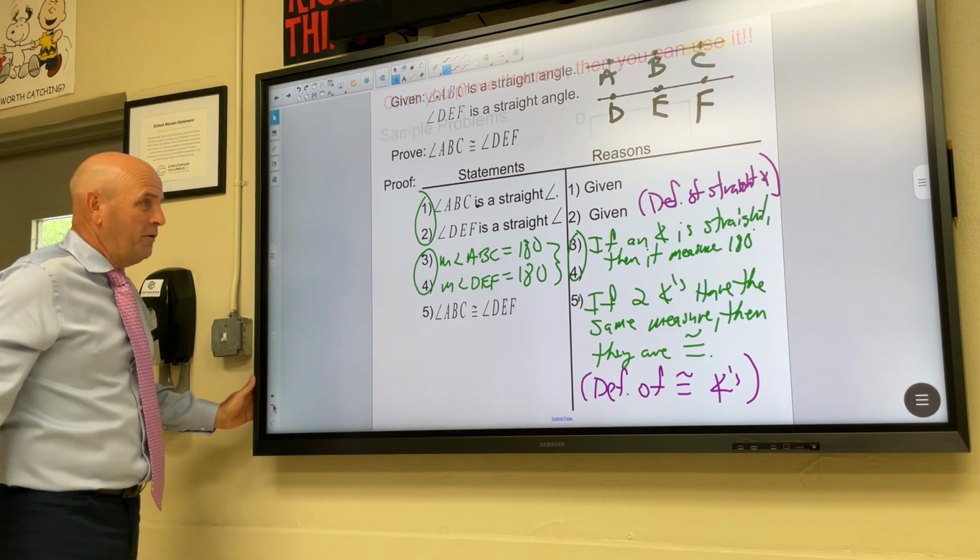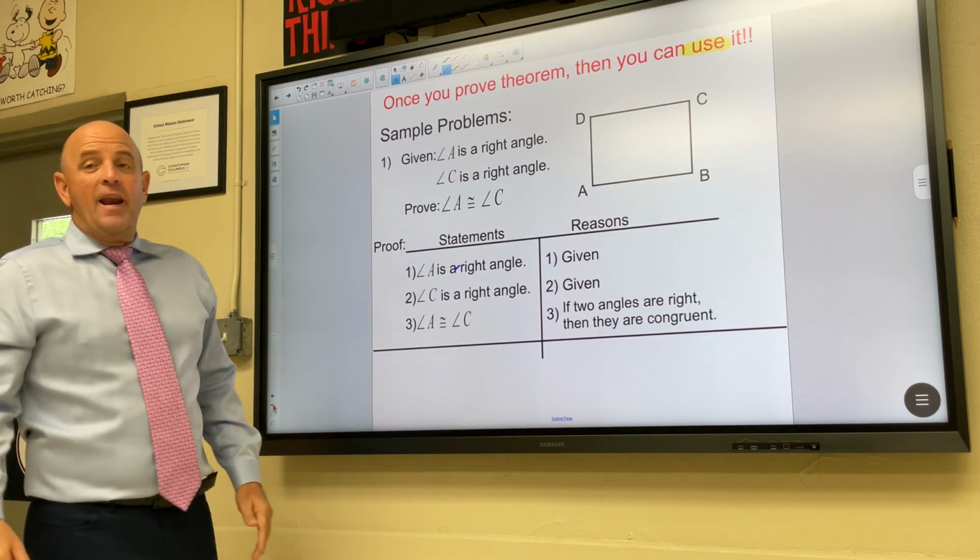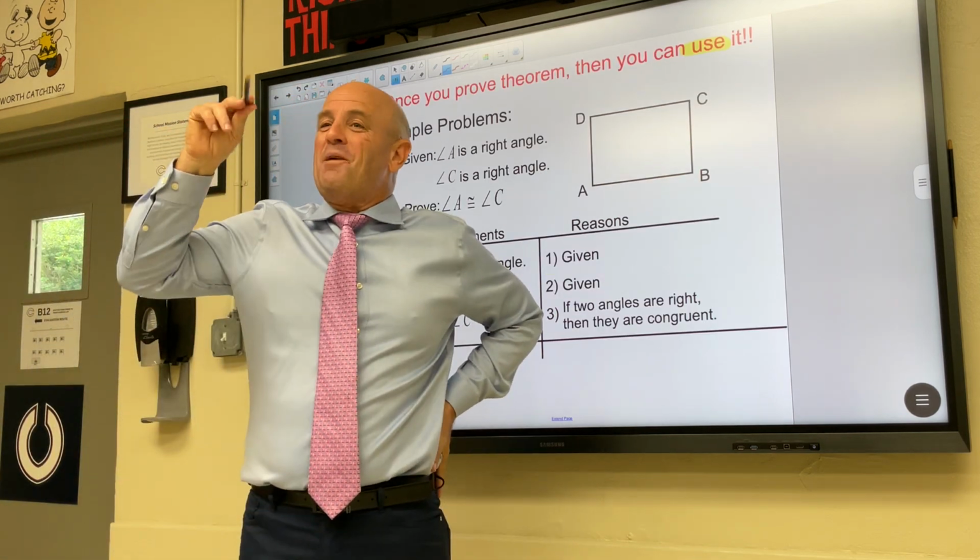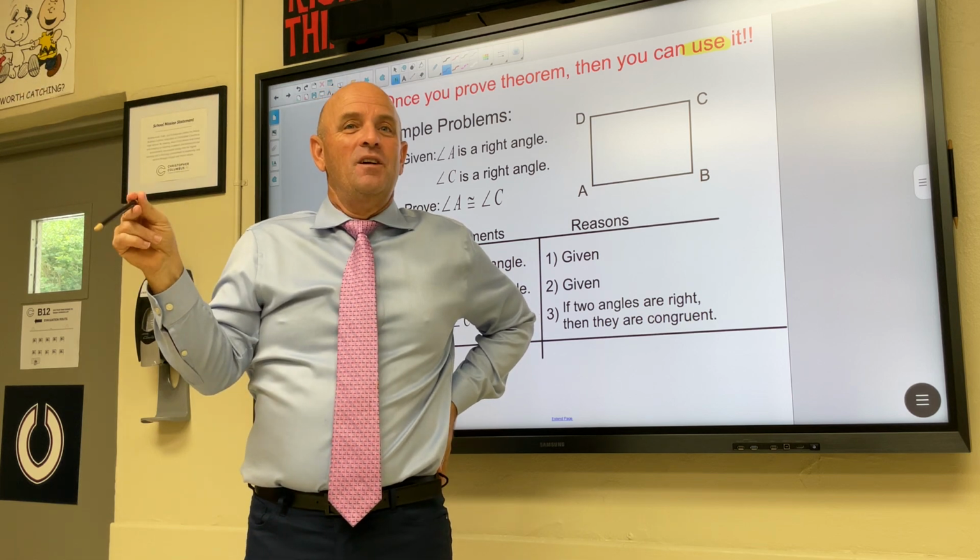I mean, we have some other proofs here, okay? Now, here's the cool thing. Once I prove the theorems, then I can use the theorem.